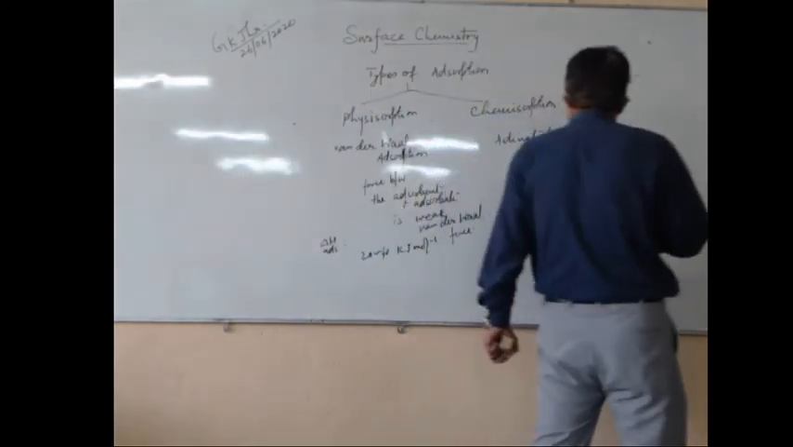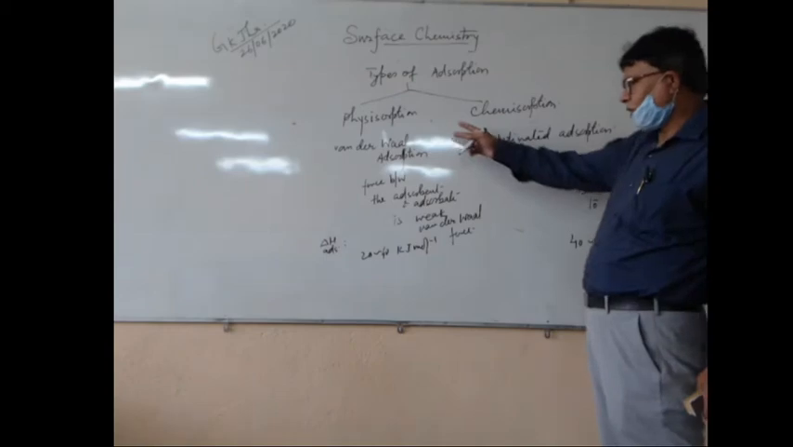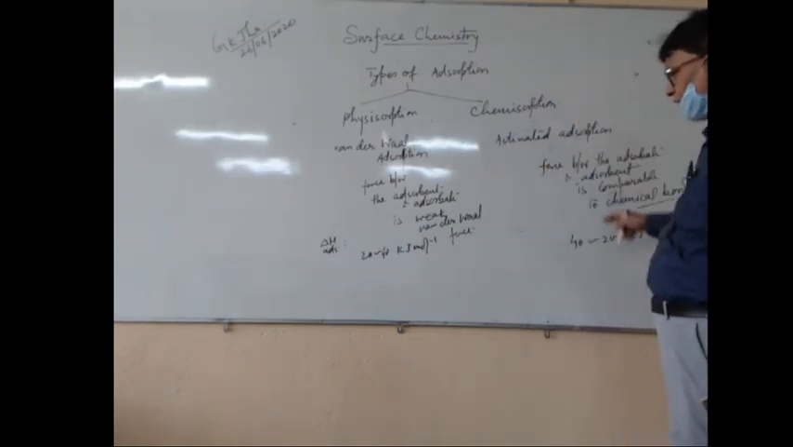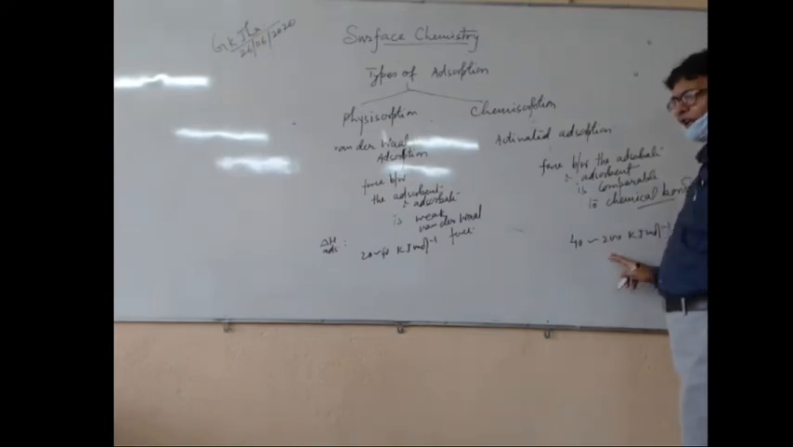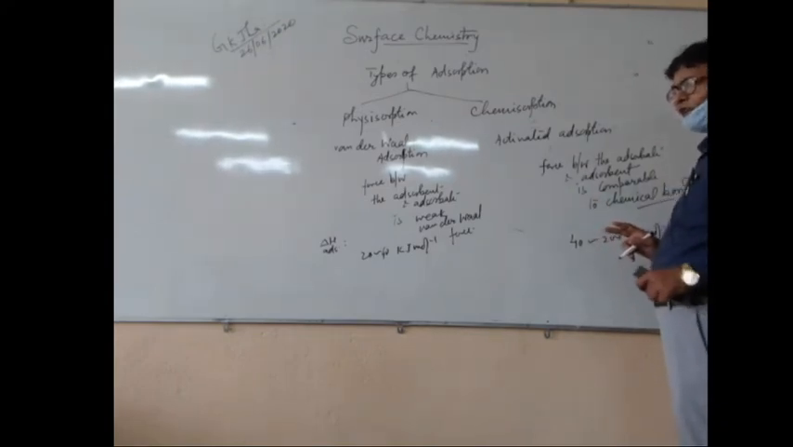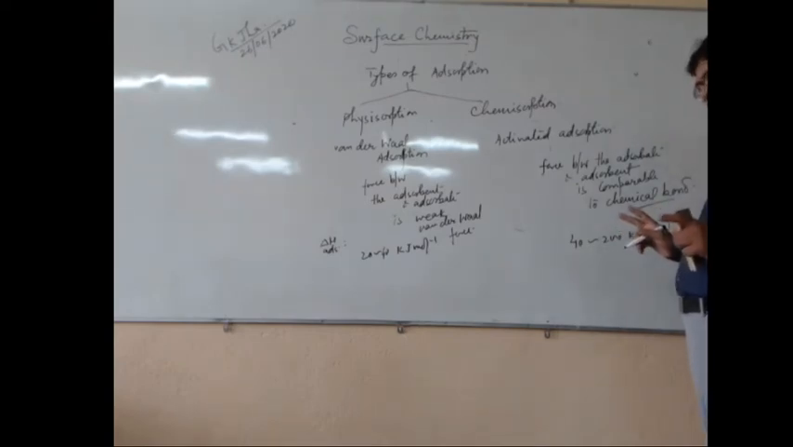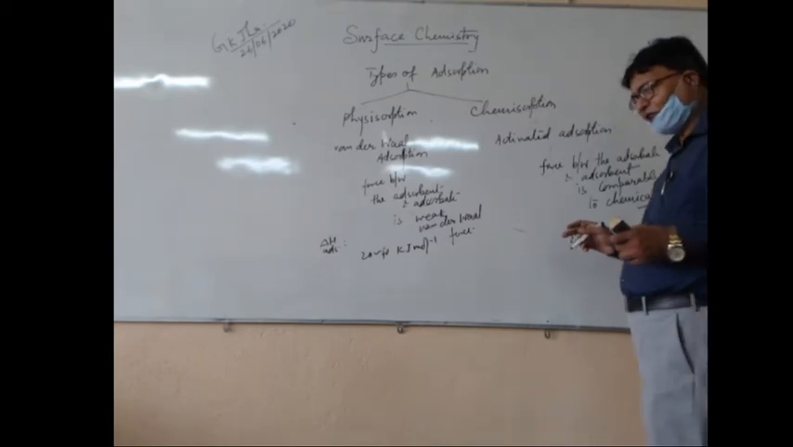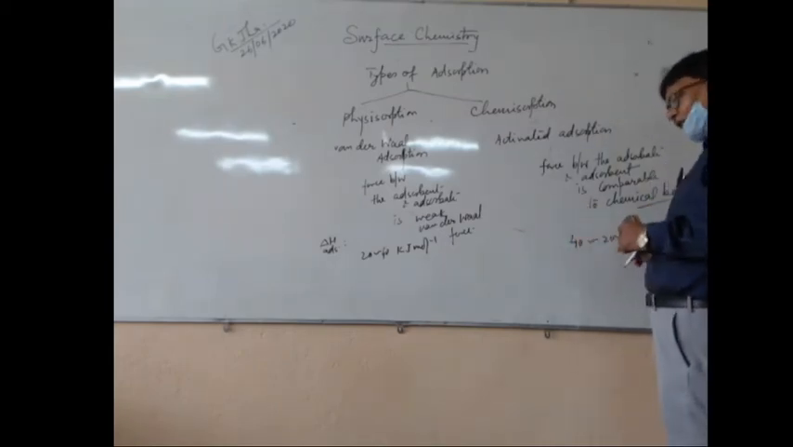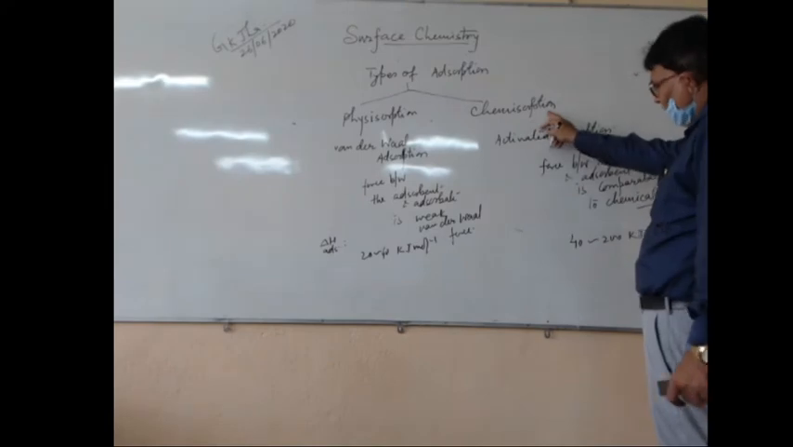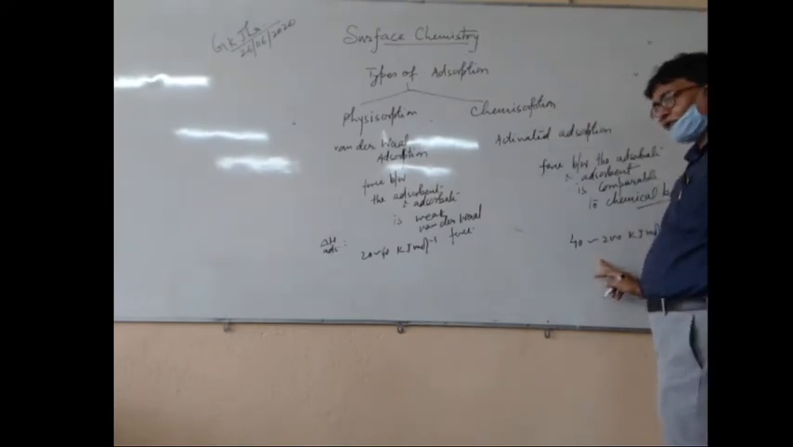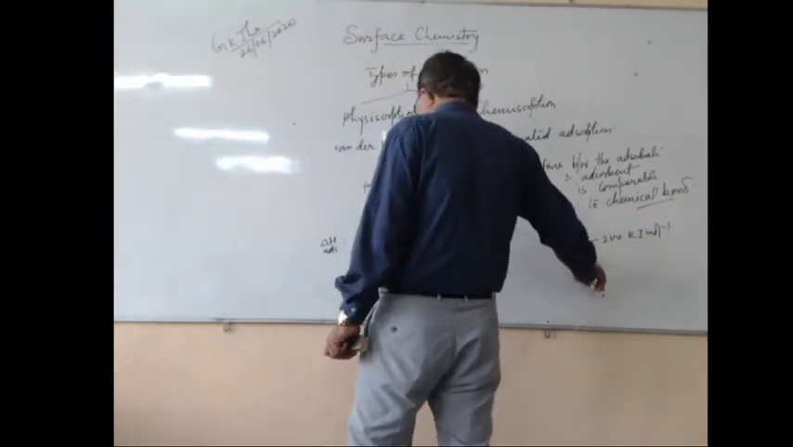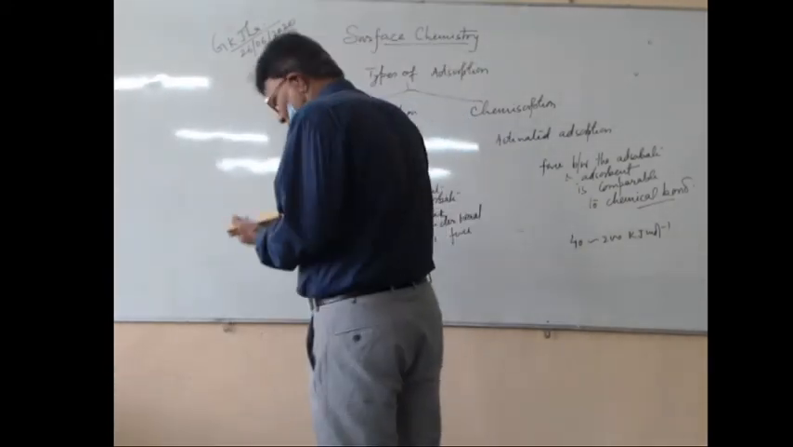Physisorption is reversible, but chemisorption is irreversible. This is like an Indian marriage, man and wife. The relationship is permanent. They can be separated, they get separated, but by spirit they are one. That is chemisorption. So chemisorption is irreversible, and physisorption is reversible.